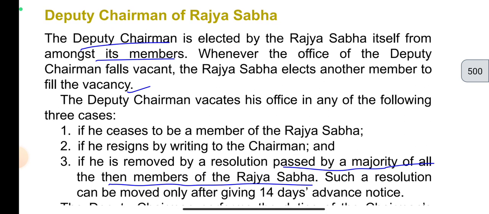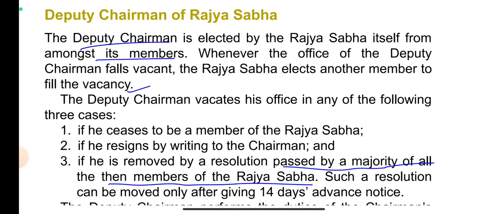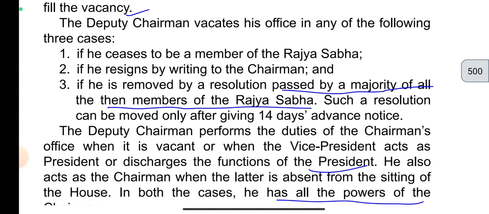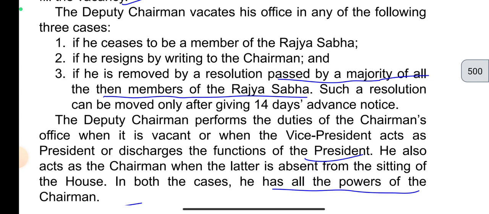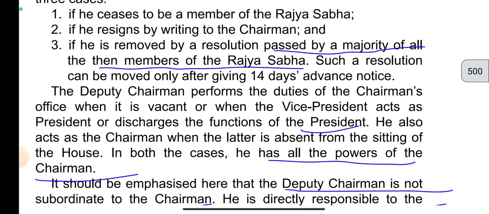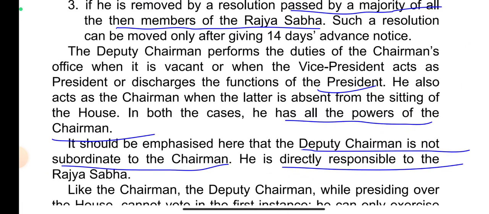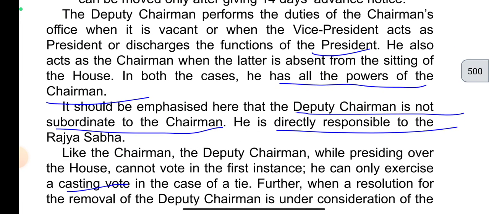Now, deputy chairman of Rajya Sabha. The deputy chairman is elected by the Rajya Sabha itself from amongst its members. Whenever the office of the deputy chairman falls vacant, the Rajya Sabha elects another member to fill the vacancy. The deputy chairman vacates his office in any of the following three cases: if he ceases to be a member of the Rajya Sabha, if he resigns by writing to the chairman, or if he is removed by a resolution passed by a majority of all the then members of the Rajya Sabha. Such a resolution can be moved only after giving 14 days advance notice.